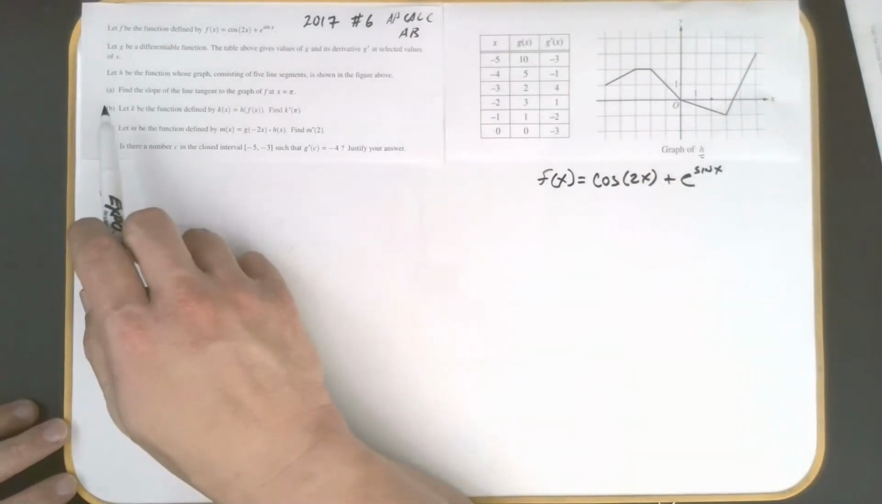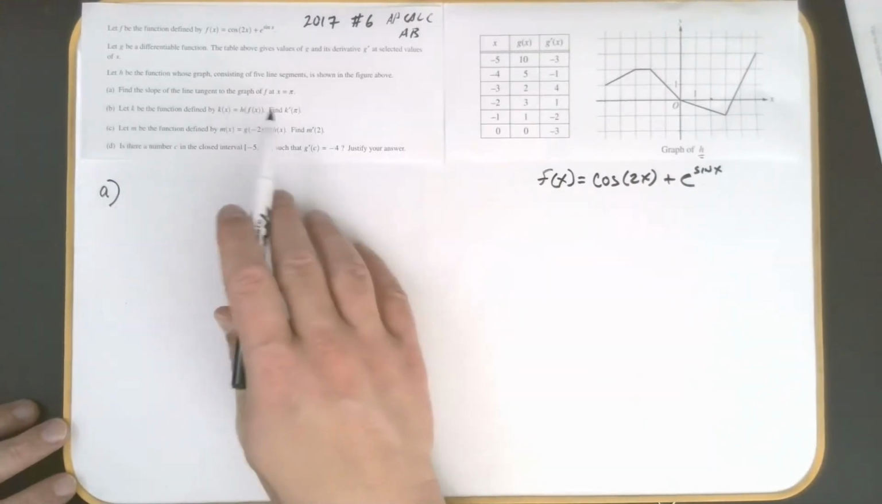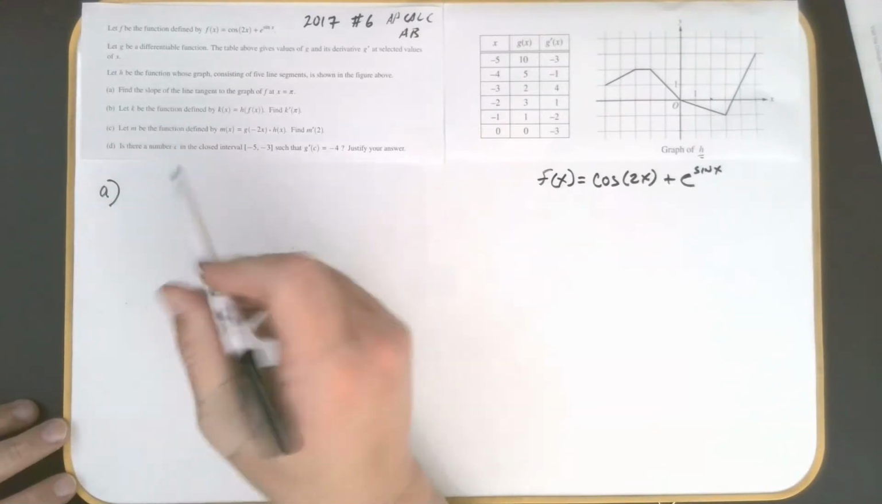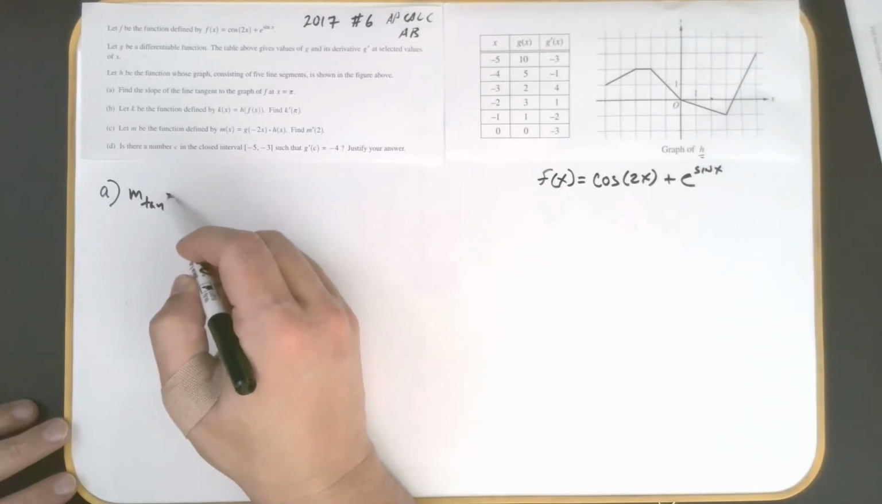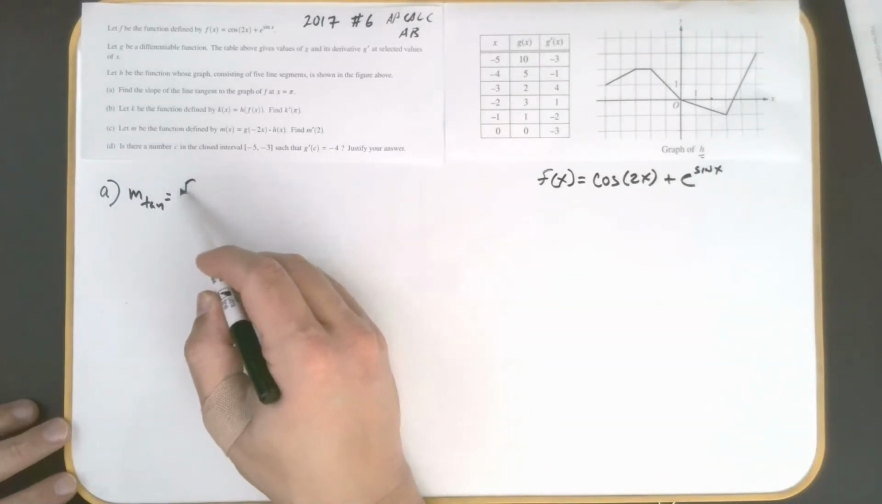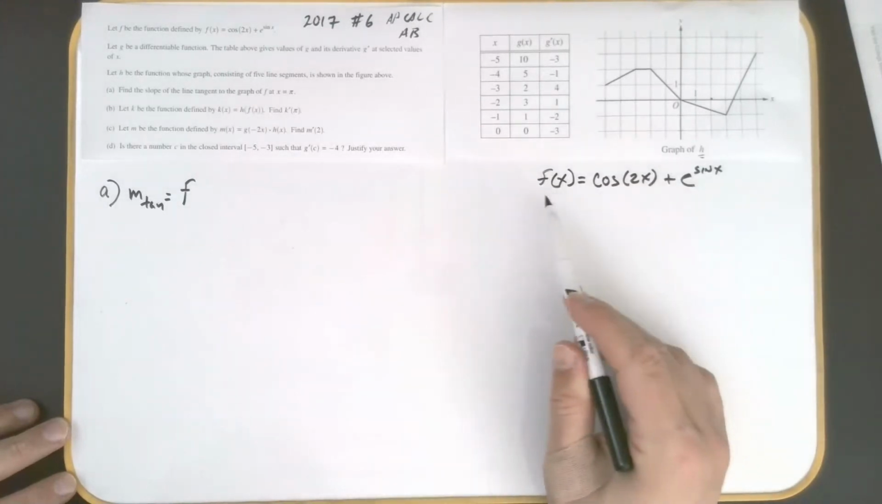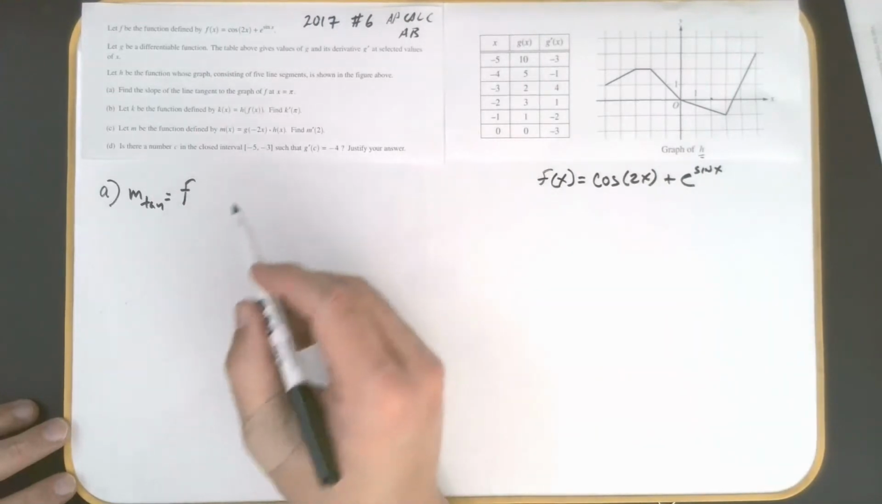So letter A says, find the slope of the line tangent to the graph of f. This is just testing your vocabulary. Do you know that a derivative is the slope of a tangent? If you do, this is a very easy question. So what they want to know is give me the slope of the tangent. Well, you should know the slope of a tangent is a derivative, and they're asking it about function f. Well, here's f right here. So I'm just going to take the derivative of f and put it right here, and then evaluate it at x is equal to pi.